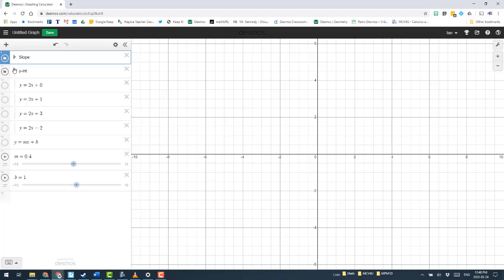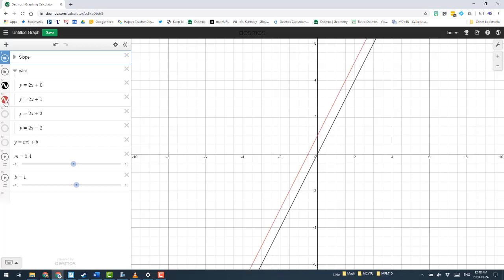Now what about the y-intercept? So in this case, I decided to look at the line y equals 2x, again plus 0. I technically don't need to write that plus 0. I just put it in there so you could see what's going on. Well, what happens if I change this to y equals 2x plus 1? So the slope is staying the same. I'm just changing that y-intercept.